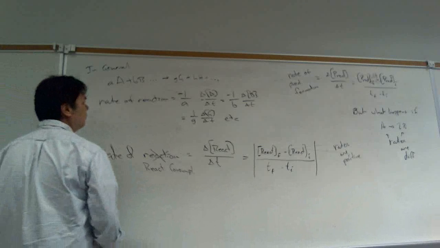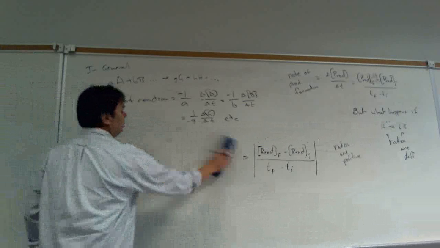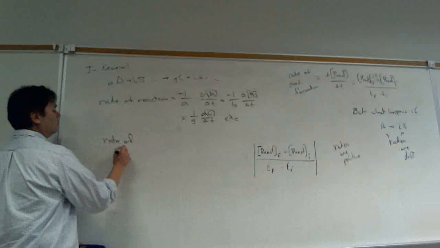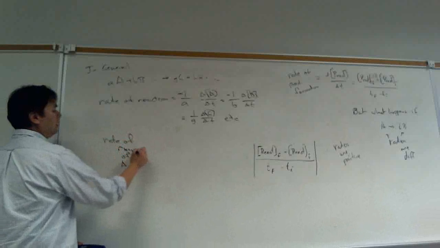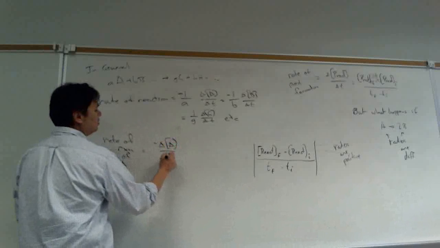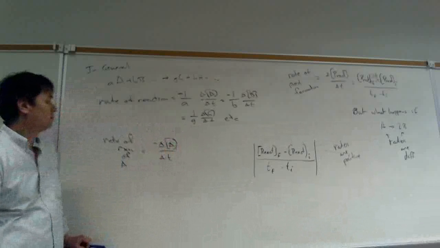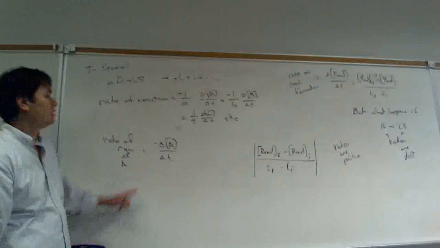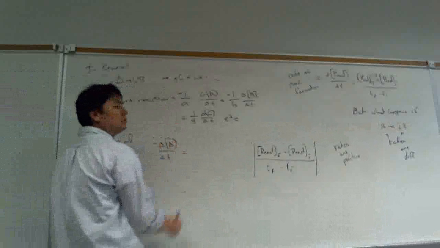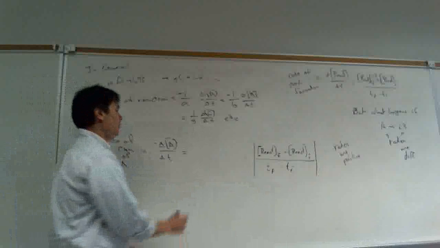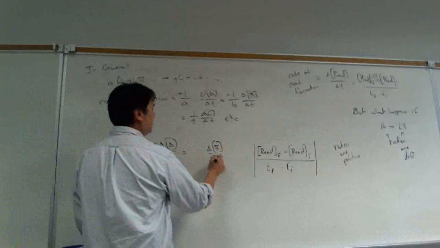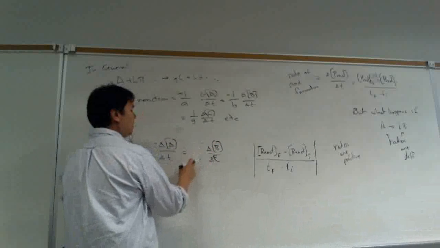And then if you want rate of reaction of A, the rate of reaction of A is equal to negative delta A over delta T, or the absolute value of delta A over delta T. That's it. But how do we relate it to other things? For example, how would I relate it to B, which would be delta B over delta T, I would have to figure out the mole ratio between A and B.